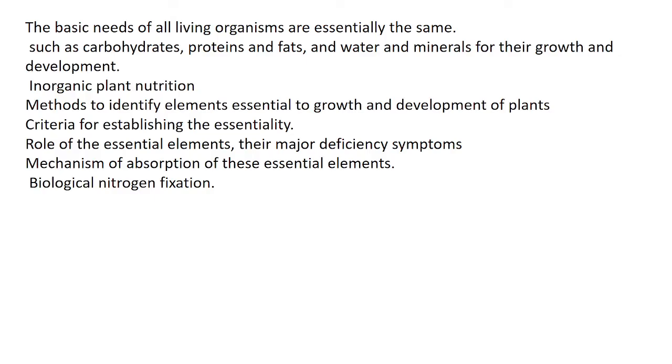Let's begin. We will see that all living organisms need the basic things, that is carbohydrates, proteins, fats, water and minerals. These are the basic requirements of all living organisms, right? If we talk about bacteria or human beings, they all need carbohydrates, proteins, fats, water and minerals for their growth and development, isn't it? But in this chapter, we are going to talk about inorganic plant nutrition. These are all organic things, carbohydrates, proteins and fats, because they contain carbon and hydrogen. So these are the organic nutrition, right? But in this chapter, we will talk about inorganic plant nutrition. I hope this much is clear.